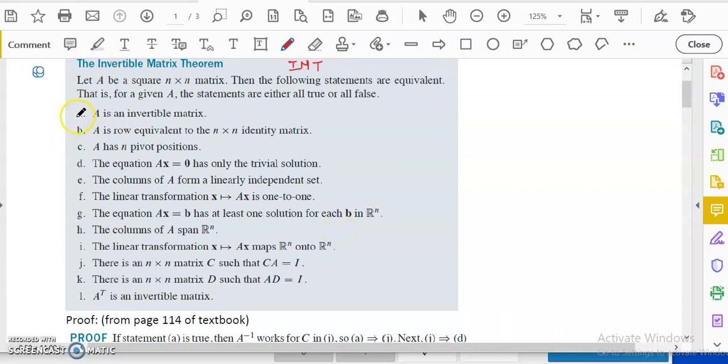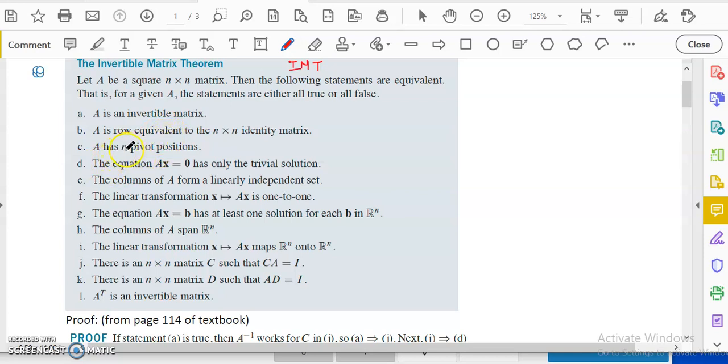To prove this, let's read the A to I statements. These statements are all equivalent: if one is true, all the others are true. The first is A is invertible. In the last section, 2.2, we already know that A would be row equivalent to an n times n identity matrix, because through elementary row operations you can convert your matrix into an identity matrix. It also means that it has n pivot positions because of the identity.